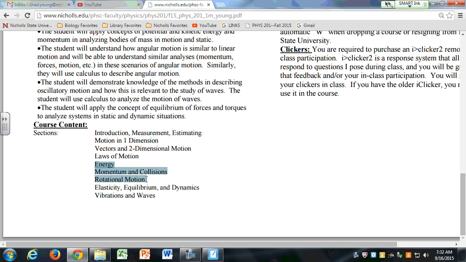Elasticity and equilibrium is really just a rehash of stuff that we've done before. It's a precursor to your statics class that some of your pre-engineering students will take. I often do that as a take-home test, or a portion of it as a take-home test. And then we'll do vibrations and waves. I might nix that and instead do optics, or I might do optics in addition to that.